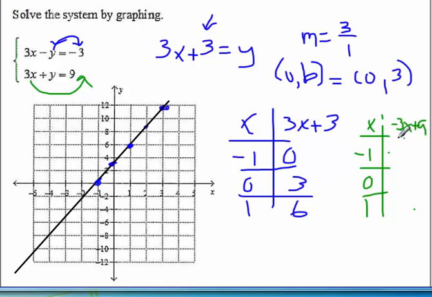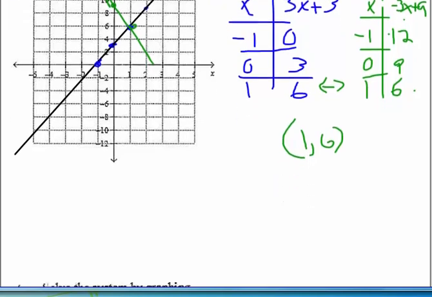If I plug in a -1, I'm going to get a +12. So -1, +12. And when I plug in a 0, I'm going to get a 9. That's good. And when I plug in a 1, I'm going to get a 6. So there we go. Don't let me draw a line for you. And where they intersect is 1, 6, because that's the point that they have in common. Just happens to be one that we plugged in. Apologize for that error. On to the next.